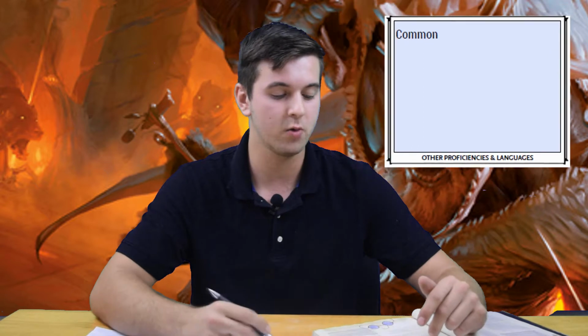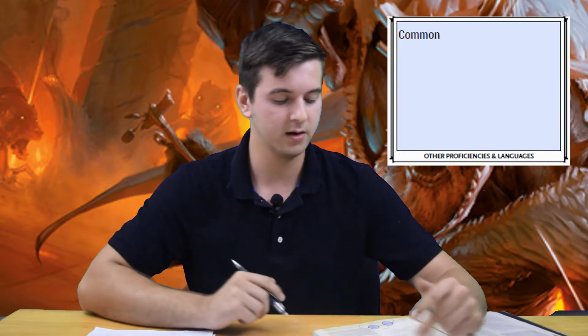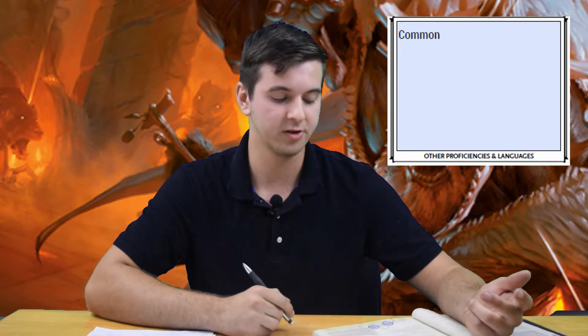Then it also tells me the languages that humans speak. So on the bottom left of the paper, it's going to say other proficiencies in languages. You're going to want to write down what languages your character can speak. And it might, like humans, give you an option to add 1 extra language of your choosing. So you can add a little bit of variation in there.